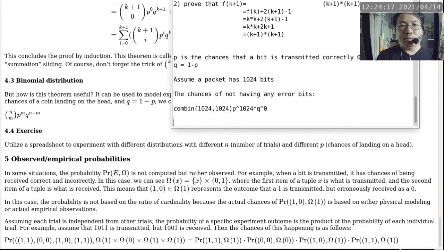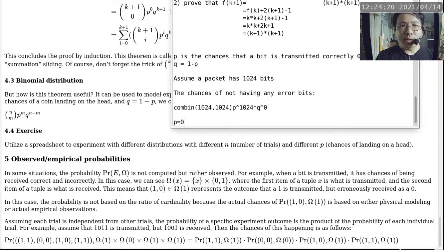When you substitute P equals 0.9999 and Q equals 0.0001 into this equation, obviously Q is not really important because it is only raised to the power of 0. But if you plug in these numbers, that would be the chances that a packet is transmitted without any error. When you subtract that probability from 1, that would be the chances of having at least one bit of error in the transmission.